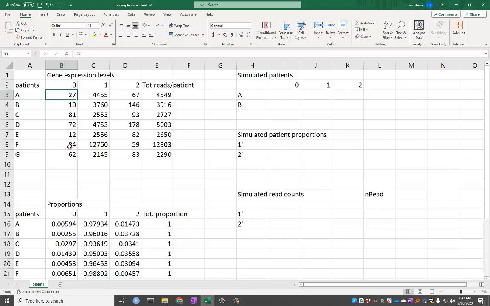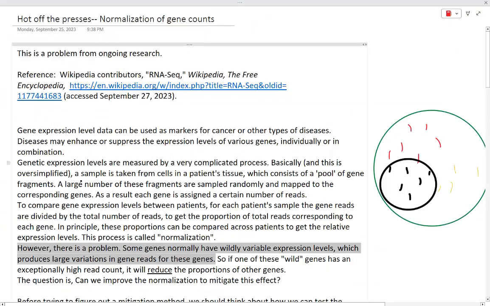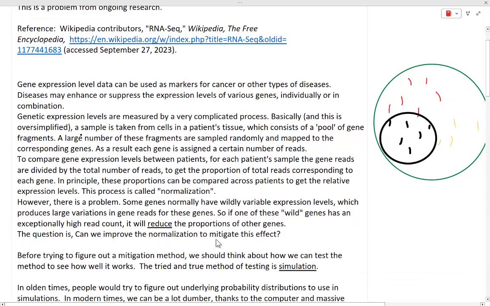So just taking proportions causes a problem when there are genes that are highly variable. As I said, the high gene read on one gene may mess up the proportions for the other. And that's what I mean down here, that some genes normally have wildly variable expression levels, which produce large variations in gene reads for these genes. So if one of these wild genes has an exceptionally high read count, it will reduce the proportions of the other genes. So the question is, can we improve the normalization to mitigate this effect? Do we really want to just divide by the sum, or is there a better way to do it?